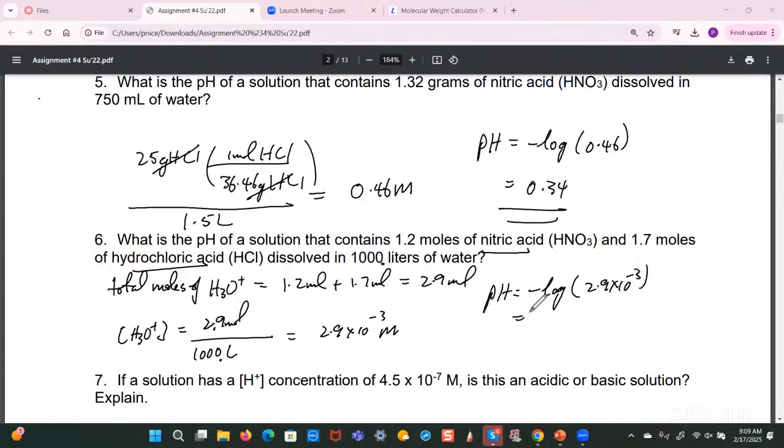Let's see what that gives. 2.9 times 10 to the minus 3, and then log, and then minus. According to my calculation, this works out to be 2.54 as your final answer. All right? And that's basically how that is done. Okay, any questions about that one?